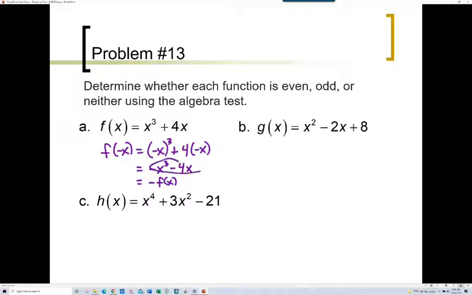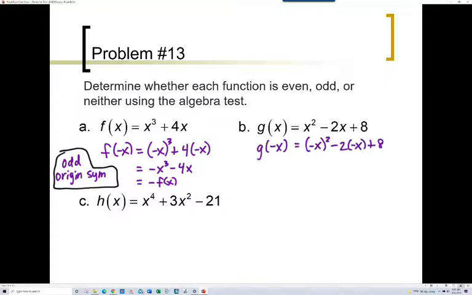Once I see that these 2 terms have the opposite signs of the original, I know that I have an odd function, and that means we have symmetry with respect to the origin. Or for short, I'll just say origin symmetry. All right, let's do the same thing on b.